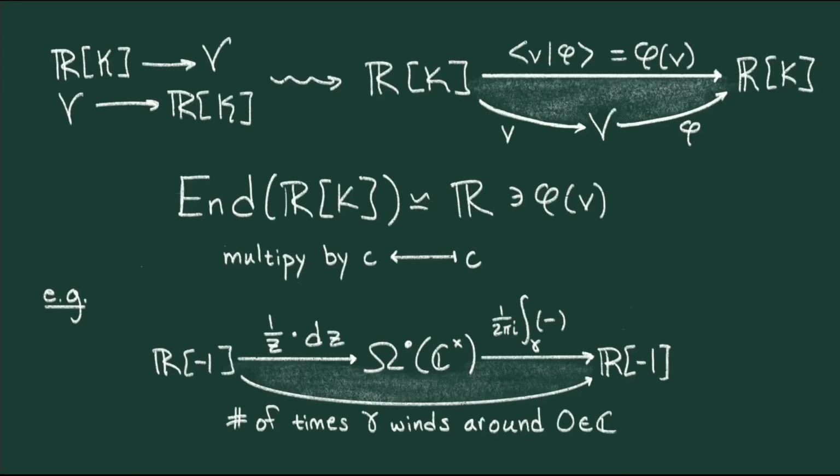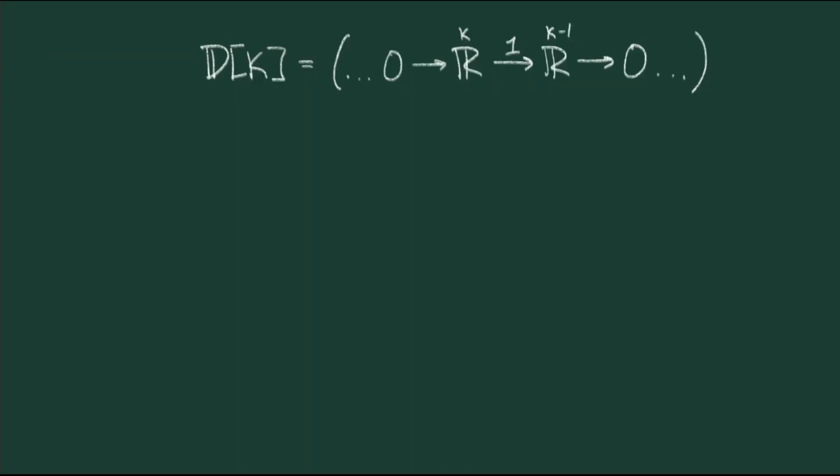A classic result in complex analysis states that this pairing counts the number of times gamma winds around the origin. Note that this number is a, quote, qualitative invariant of the path, in the sense that it doesn't change if I perturb the path. Before moving to our next class of examples, let me introduce yet another important cochain complex, D bracket K. This complex is just R in dimensions K and K minus 1, and 0 everywhere else. The boundary operator is just the identity.